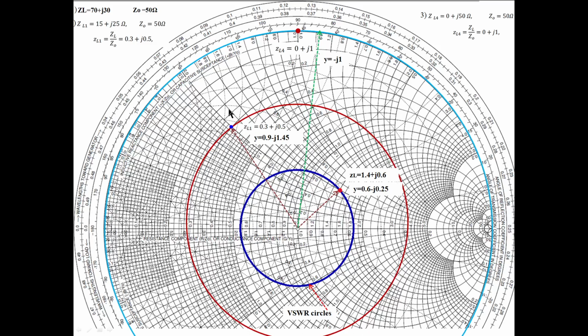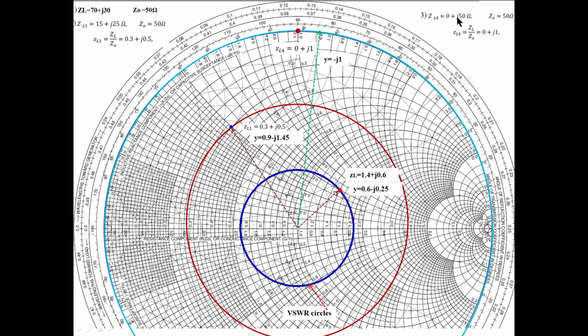Similarly, for example, another example. If you take this one, 0 plus J50 ohm, the load given is this. What is the VSWR circle? To draw the VSWR circle of this, we should mark it first. To mark it, we should normalize this value. That is 0 plus J1.